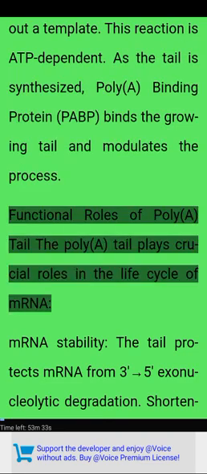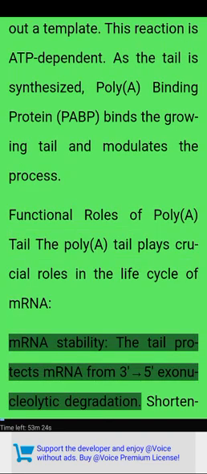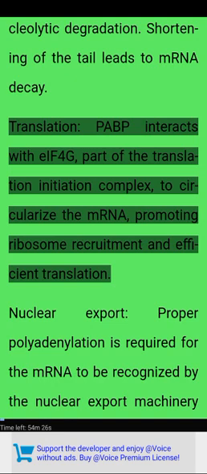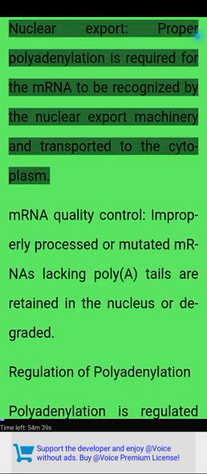Functional roles of poly A tail. The poly A tail plays crucial roles in the life cycle of mRNA. mRNA stability. The tail protects mRNA from 3' to 5' exonucleolytic degradation. Shortening of the tail leads to mRNA decay. Translation. PABP interacts with eIF4G, part of the translation initiation complex, to circularize the mRNA, promoting ribosome recruitment and efficient translation. Nuclear export. Proper polyadenylation is required for the mRNA to be recognized by the nuclear export machinery and transported to the cytoplasm.